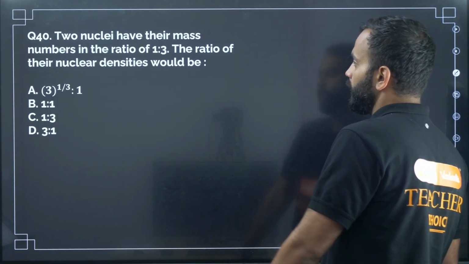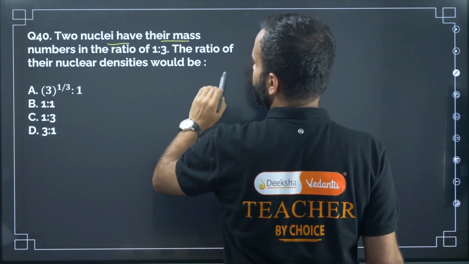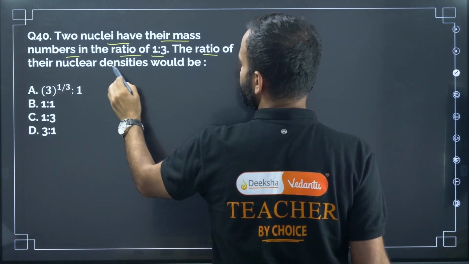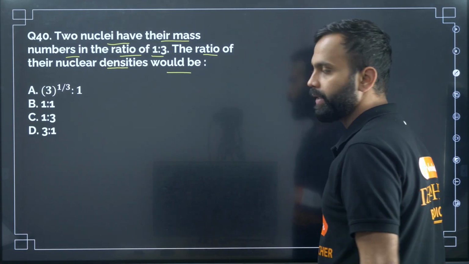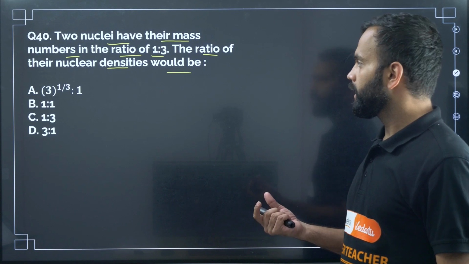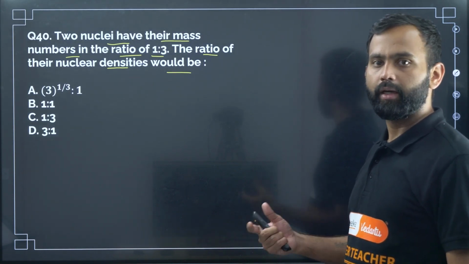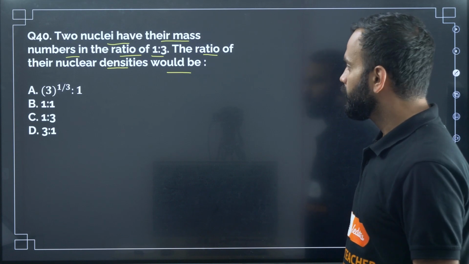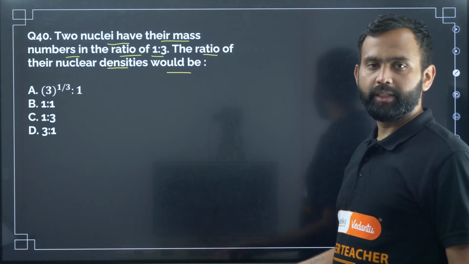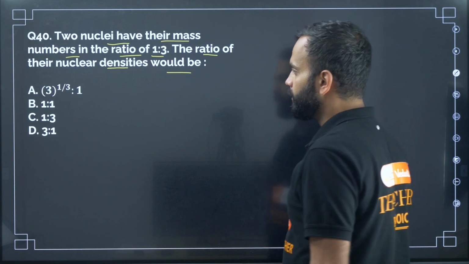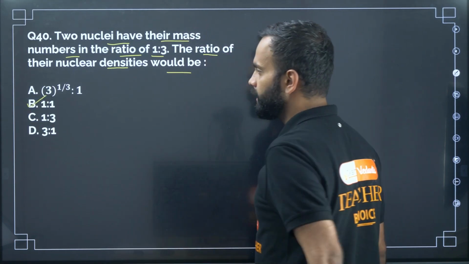Question number 40. Two nuclei have their mass numbers in the ratio 1:3. The ratio of the nuclear densities would be. Here the nuclear density of every nucleus is almost the same. Therefore it will be 1:1. That's it. So it will be 1:1. So the correct option is B.